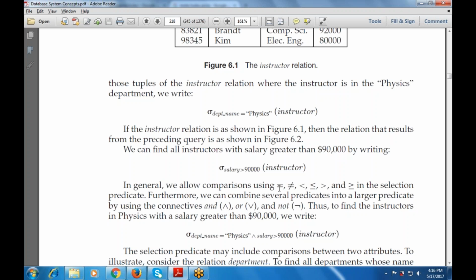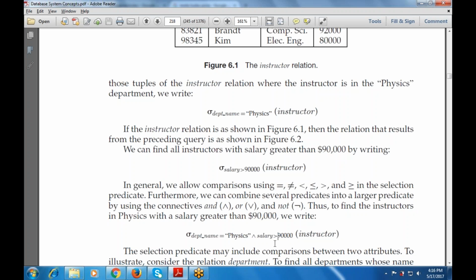Physics also, salary also. So there are two conditions, so we use either or. This is department name physics or salary is greater than 90,000. That is either physics or above 90,000. So in this, there are three outcomes, because physics is the same department having the salary 95,000.